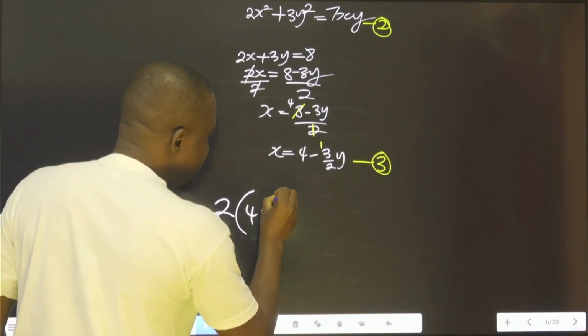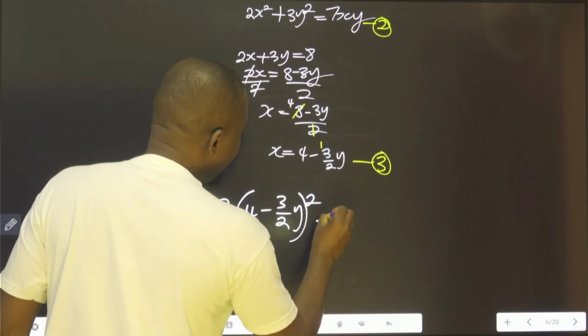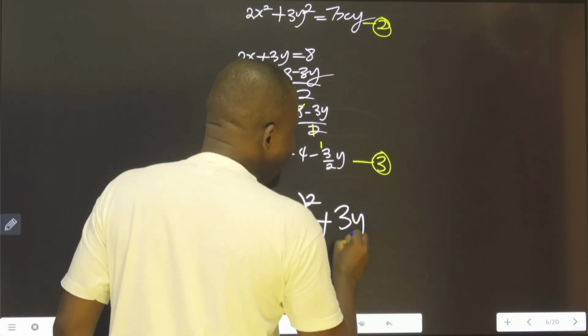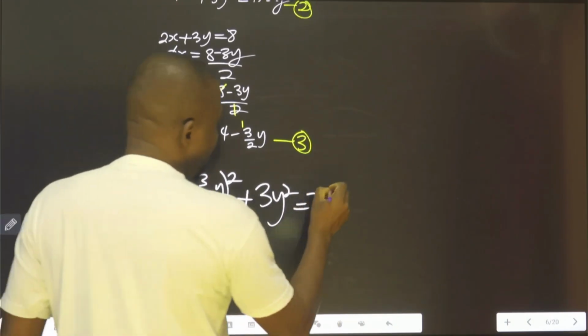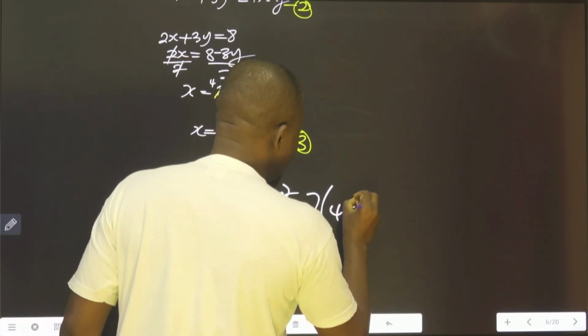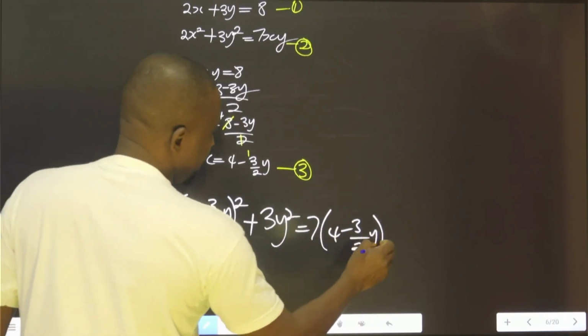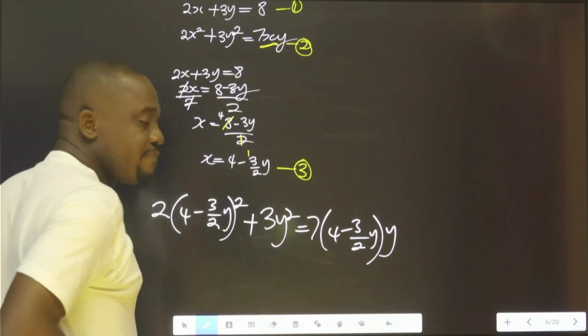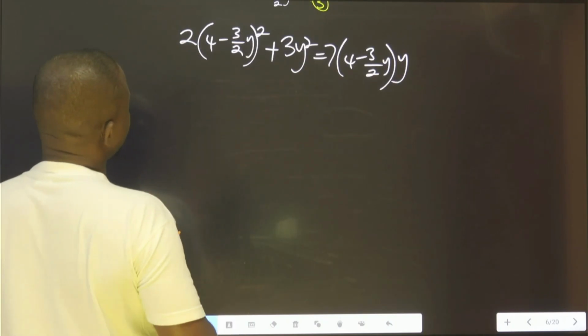4 minus 3 over 2y raised to power 2 plus 3y raised to power 2 equals to 7. Then we put this again, 4 minus 3 over 2y, y, because of this x. Okay? Now, let's work this out.